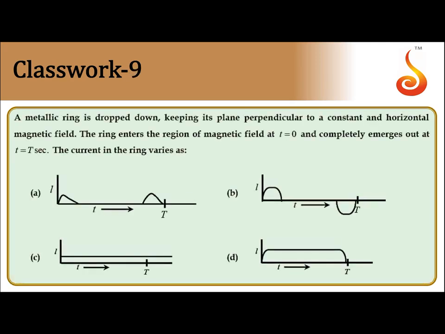Next one. A metallic ring is dropped down, keeping its plane perpendicular to a constant and horizontal magnetic field. The ring enters the region of uniform magnetic field at t is equal to 0 and completely emerges out of it at t is equal to T seconds. The current in the ring varies as.